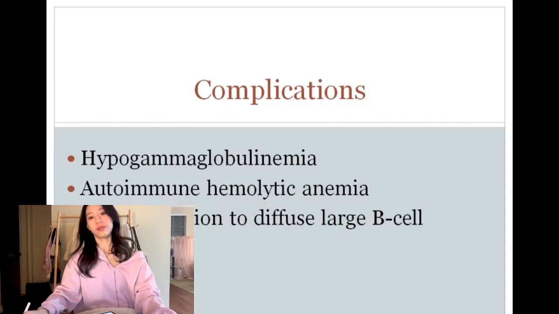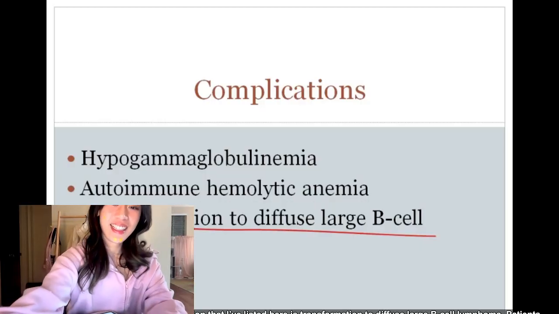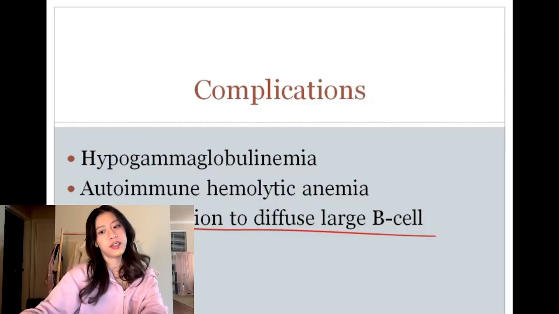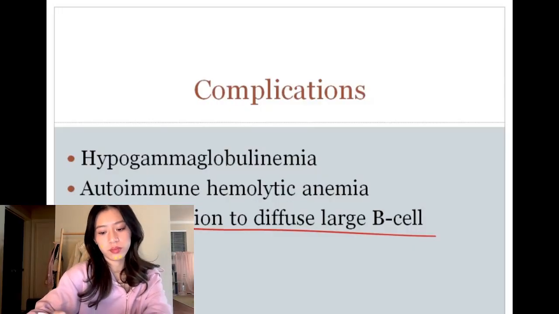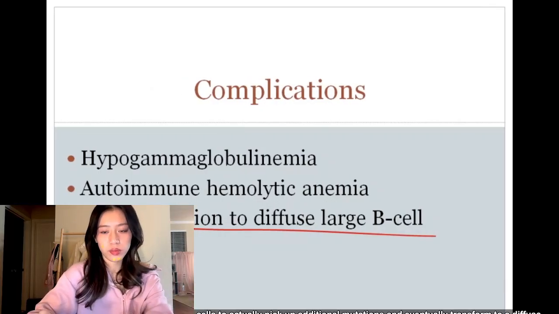The third complication that I've listed here is transformation to diffuse large B-cell lymphoma. Patients who have CLL that involves the lymph nodes will obviously have SLL, or small lymphocytic lymphoma, and so they'll have a generalized lymphadenopathy. It is possible for those cells to actually pick up additional mutations and eventually transform to a diffuse large B-cell lymphoma.